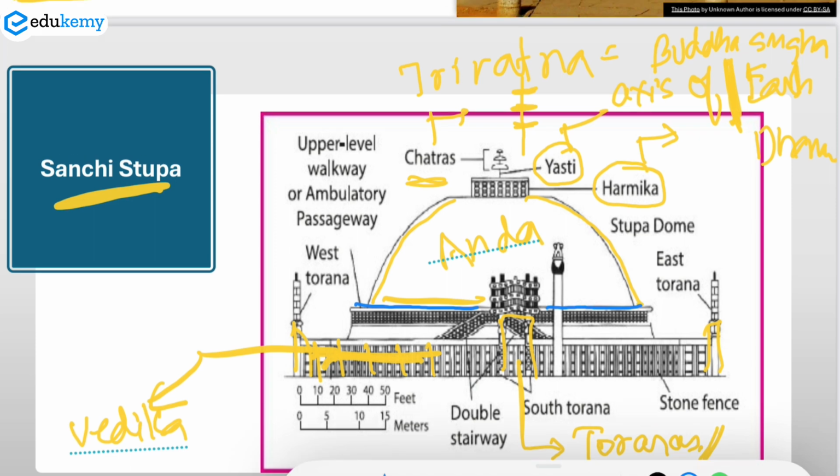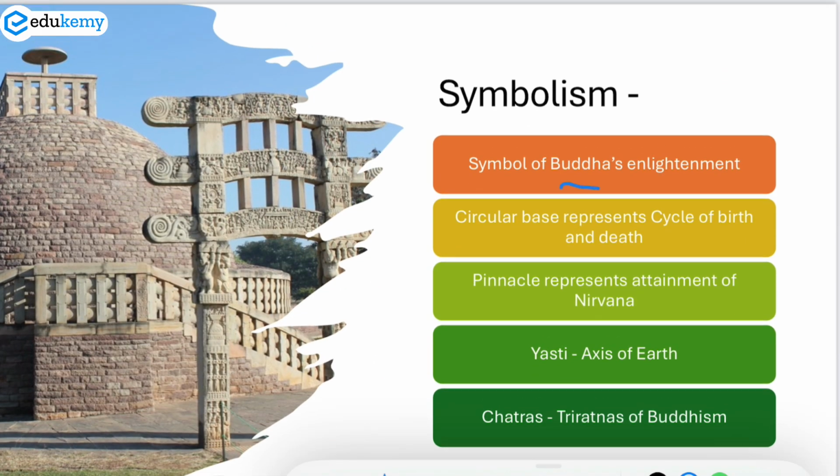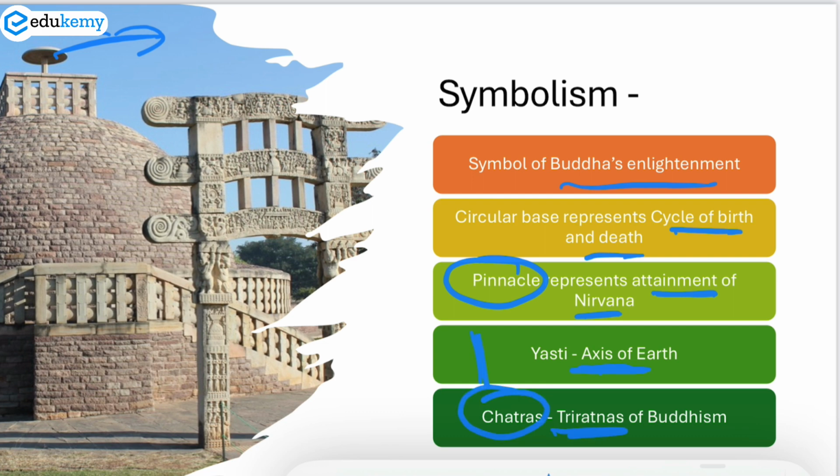Let's move towards what this stoop symbolizes. Stoop is a symbol of Buddha's enlightenment. The circular base of the stoop represents the cycle of birth and death, and the pinnacle, the Yasti and Chhatra part, represents attainment of nirvana. Yasti, which is a vertical line, represents the axis of earth, and the Chhatras represent the Triratna of Buddhism, which is Buddha, Dhamma, and Sangha.